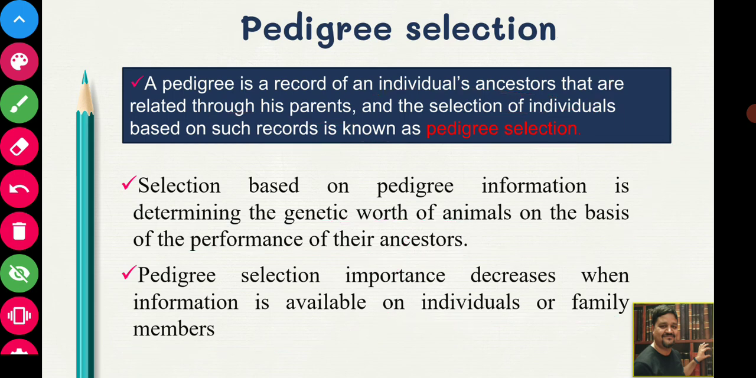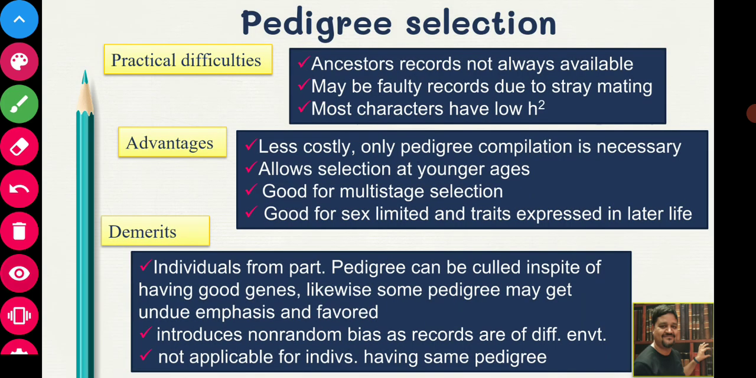Now, after understanding pedigree selection, you can by yourself enumerate the practical difficulties. What will be the practical difficulties? The first is the maintenance of records. In Indian conditions, livestock keepers in the field are not maintaining records, or even if they maintain them, they do not maintain them properly, or they are not keeping the ancestors' records.